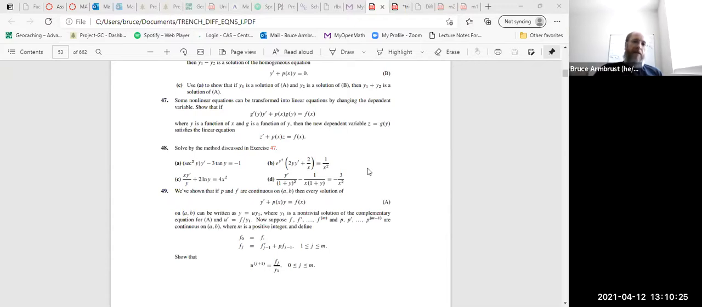And so it says here that some nonlinear equations can be transformed into linear equations by changing the dependent variable. Okay. So it says, show that if we've got this form, g prime of y times y prime plus p of x times g of y equals f of x, where y is a function of x and g is a function of y, then the new dependent variable z equals g of y satisfies the linear equation.